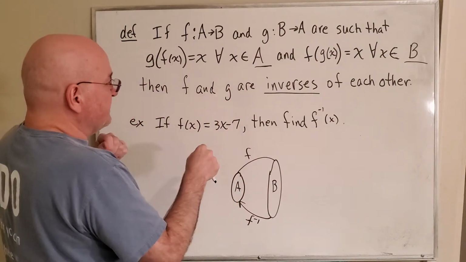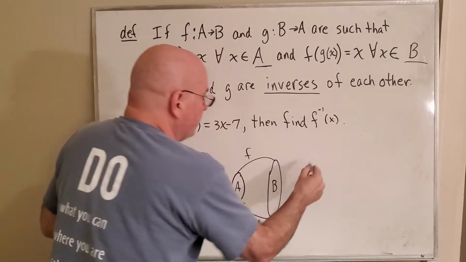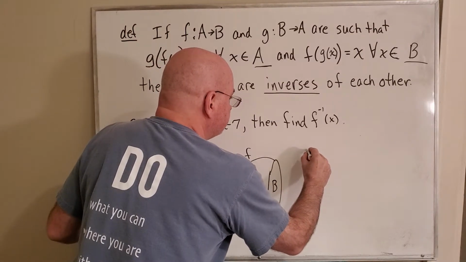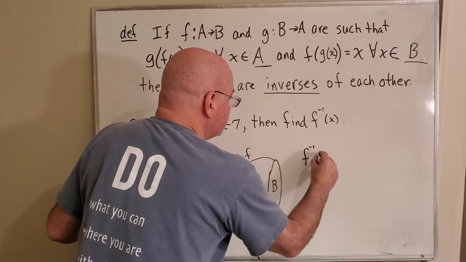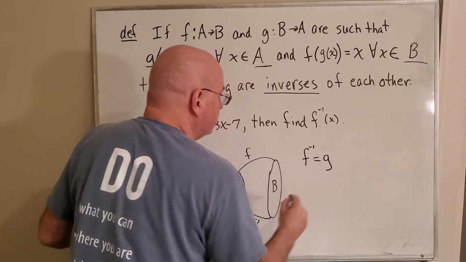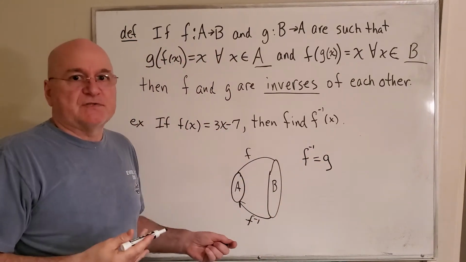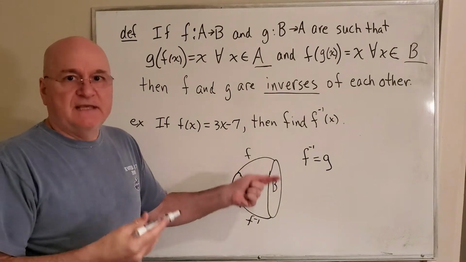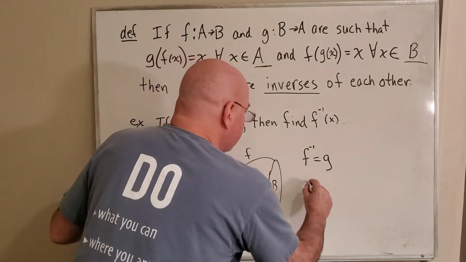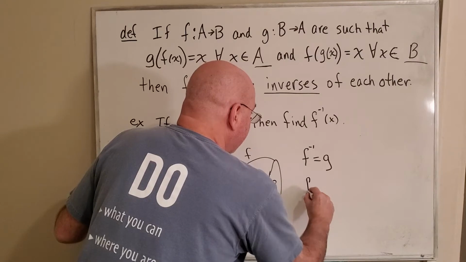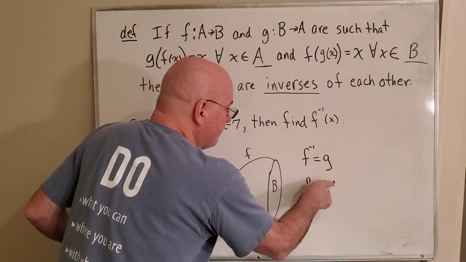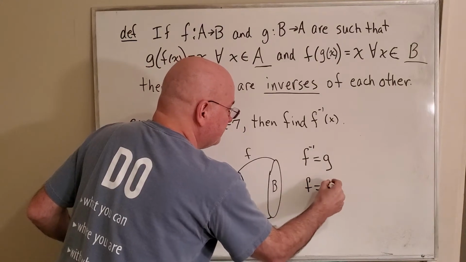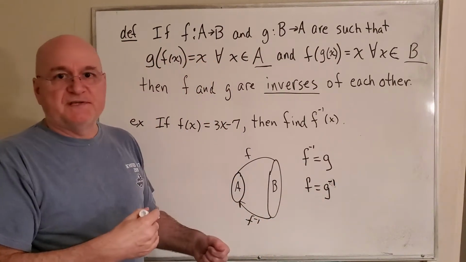And in this case, in this definition, we could say f inverse is equal to g. But also, f is the inverse of g. You could say that f is equal to g inverse. Whichever one you like better, you can call the main function, and the other one is the inverse.